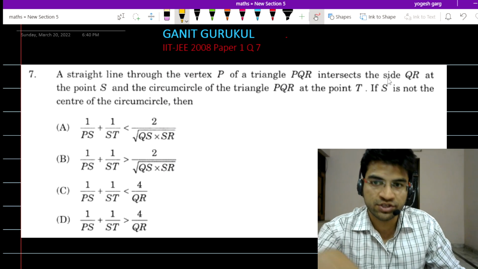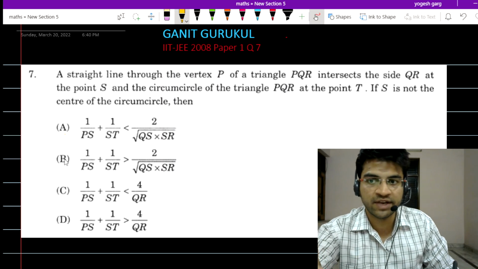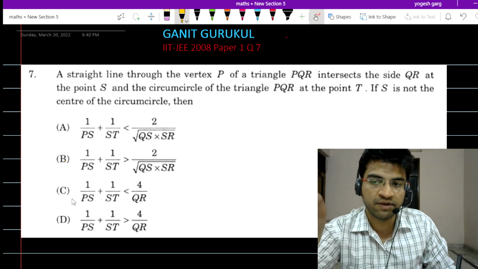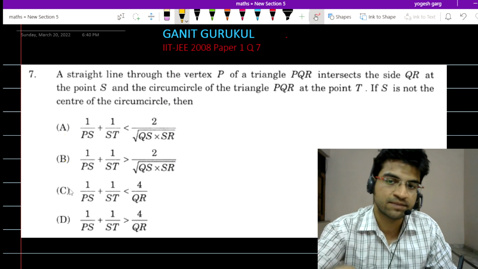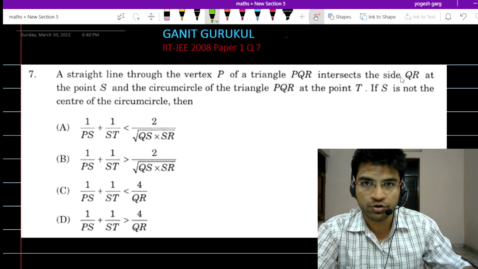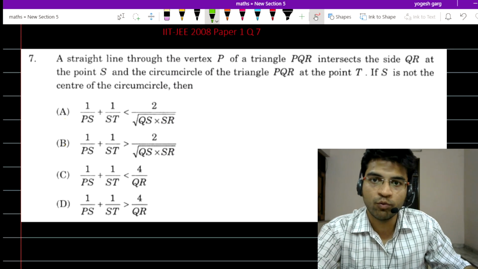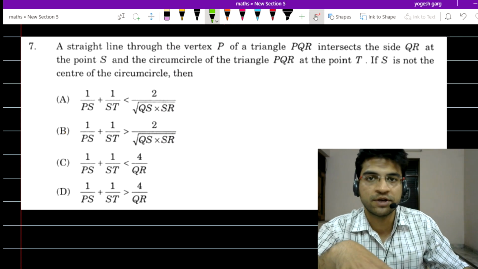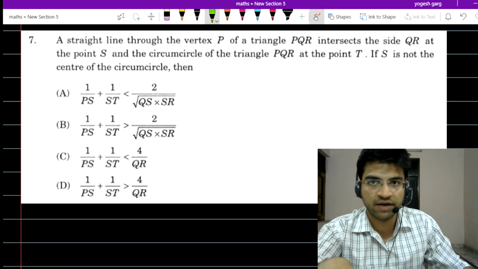So this is a more than one choice correct question, and clearly between A and B one must be true, and between C and D one must be true. This is the case. Right now, how to proceed with this question? See, first of all, what matters in any geometry question, the properties of triangle, we should make a figure, right?